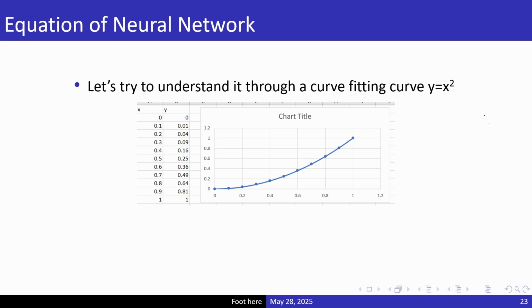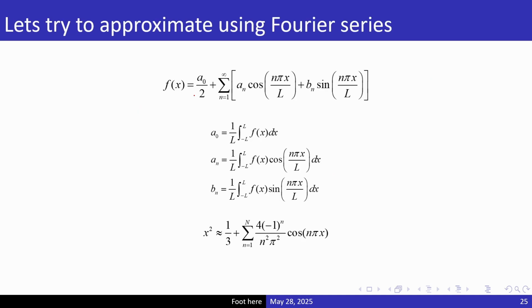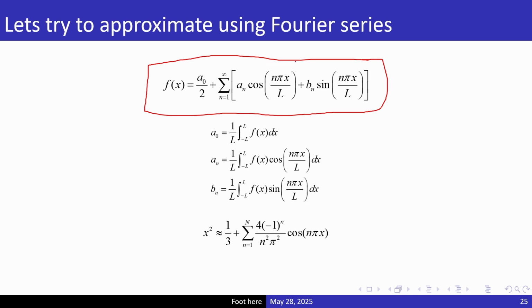Now, let's say we are interested in finding the neural network equation of the curve y equals x square. This is a graphical representation of the equation y equals x square, and this is a tabular representation. Before getting into neural networks, we shall see some of the other existing curve fitting procedures. One very common curve fitting procedure is the Fourier series. Most of you might have studied the Fourier series approximation of a function in your engineering mathematics. The general form of the Fourier series representation is like this. Here we have a constant and we have cosine and sine bases to fit this function.